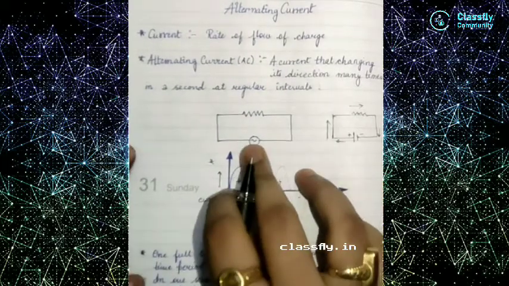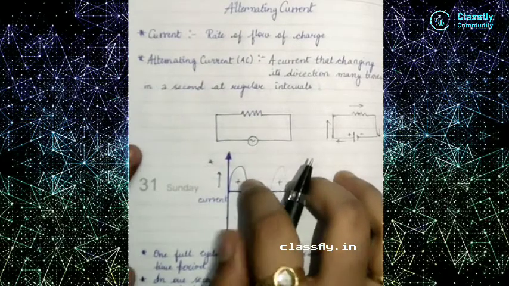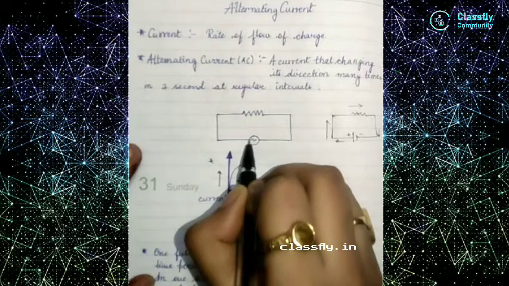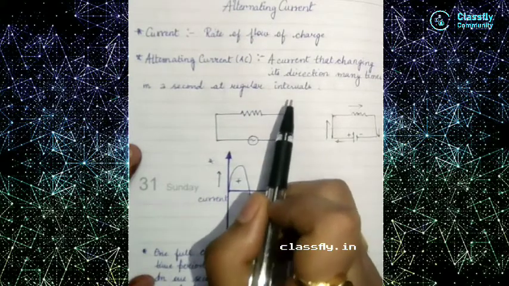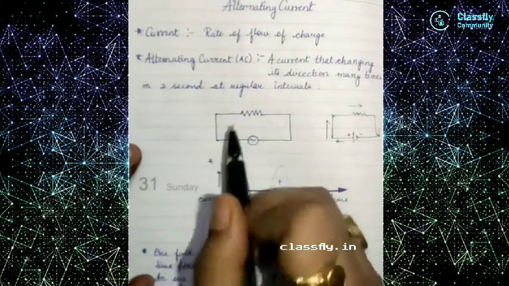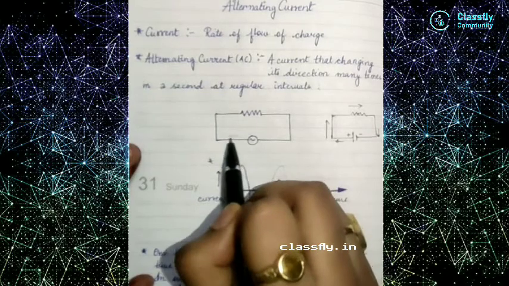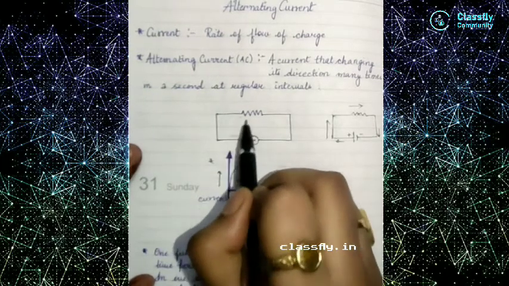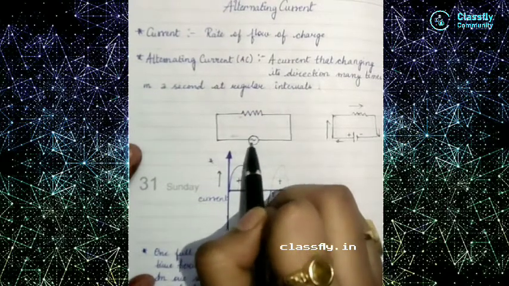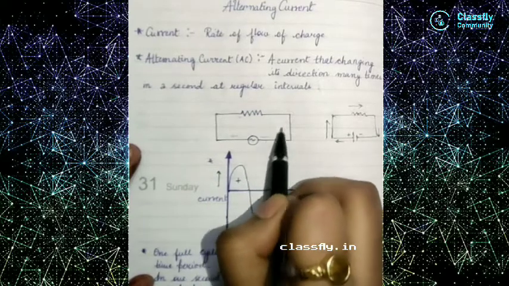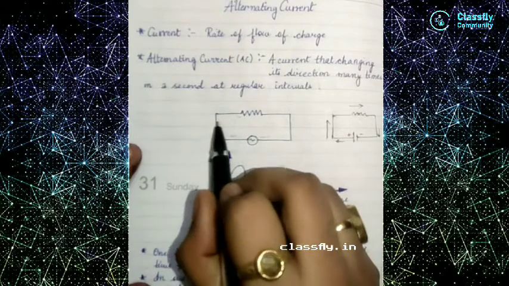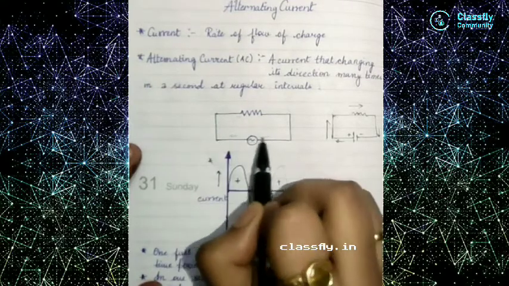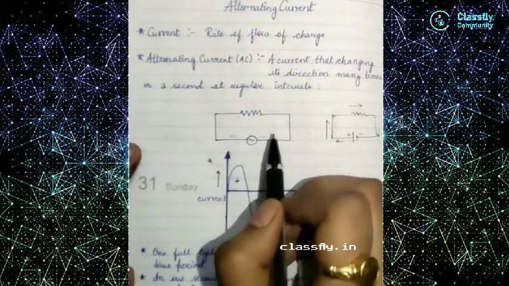Now see what happens in AC current. It starts from 0, then it goes to the peak current, and then it again comes back to 0. At first it will start moving like this, but when it comes back to 0 again, then from this side it will start moving. That means it will continue moving, one time this side and one time this side.